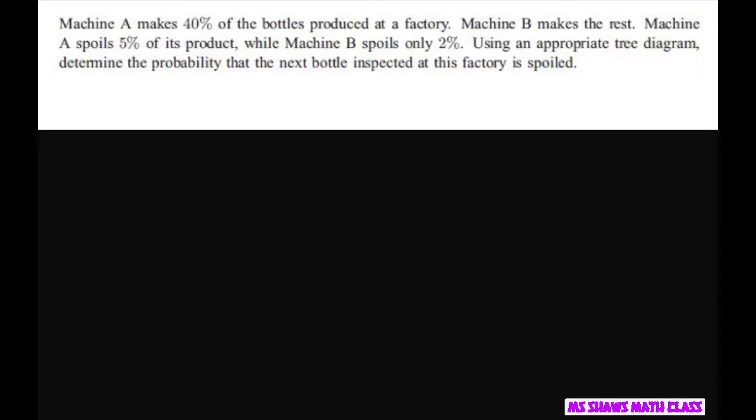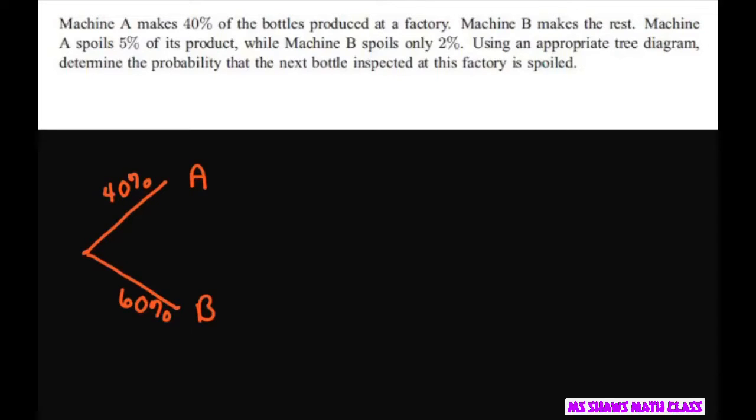So what we want to do is a tree diagram. Let's draw two lines here for machine A and machine B. Now machine A is 40%. That means B should be 60%, because that would be 100%.